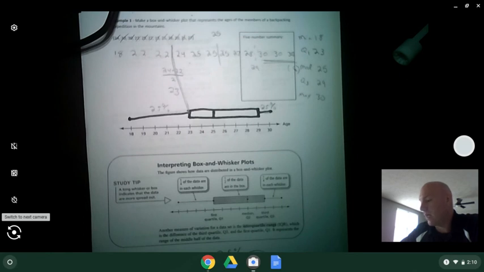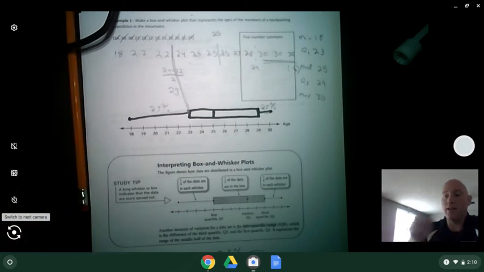Now, that is going to conclude example 1. But on the next video, I'm not going to do example 2 yet. I'm actually going to go back and show you how to do example 1 on Desmos. So the next video will be labeled example 1 with Desmos.